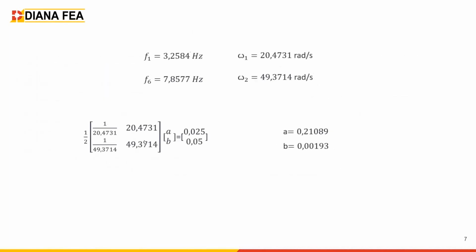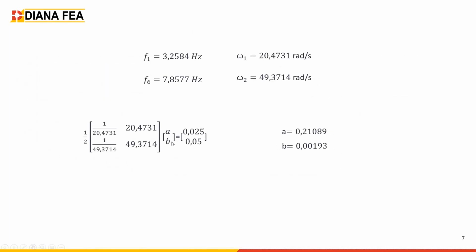So I come to this system where A and B, the damping parameters, are basically my unknowns. And I can solve this set of two equations very simply. I come to the values for A and B as follows. So A is equal to 0.21089 and B is equal to 0.00193. So these are the values that I derive manually from my eigenfrequency analysis.